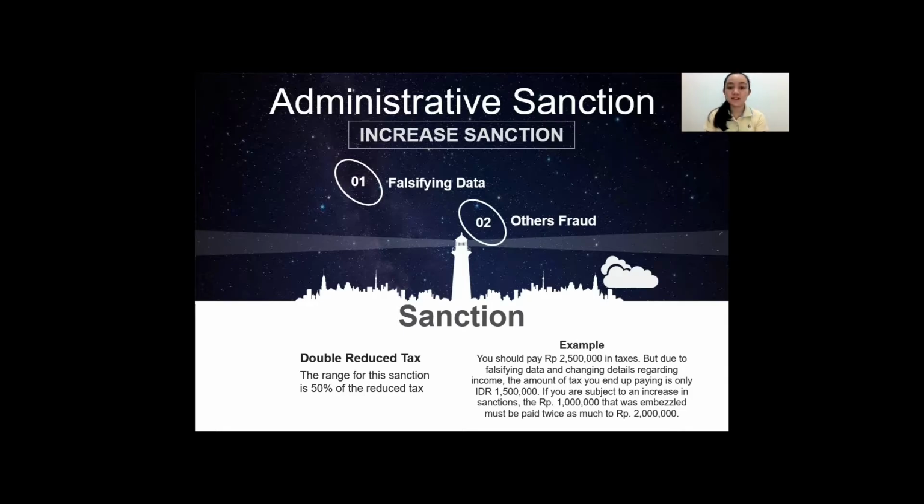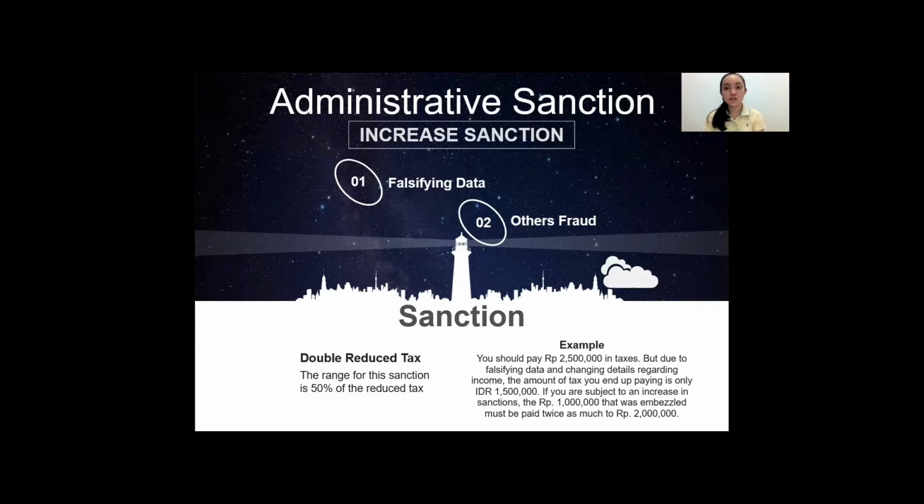If this fraud is detected and caught, the taxpayer will be subject to a sanction in the form of an increase in the amount of tax that should be paid. The range for this sanction is 50% of the reduced tax. For example, when you should pay 2,500,000 in tax, but due to falsifying data and changing details regarding the income, the amount of tax you end up paying is only 1,500,000 rupiah. If you are subject to an increase sanction, then the 1 million rupiah that was embezzled must be paid twice as much, to 2 million rupiah.